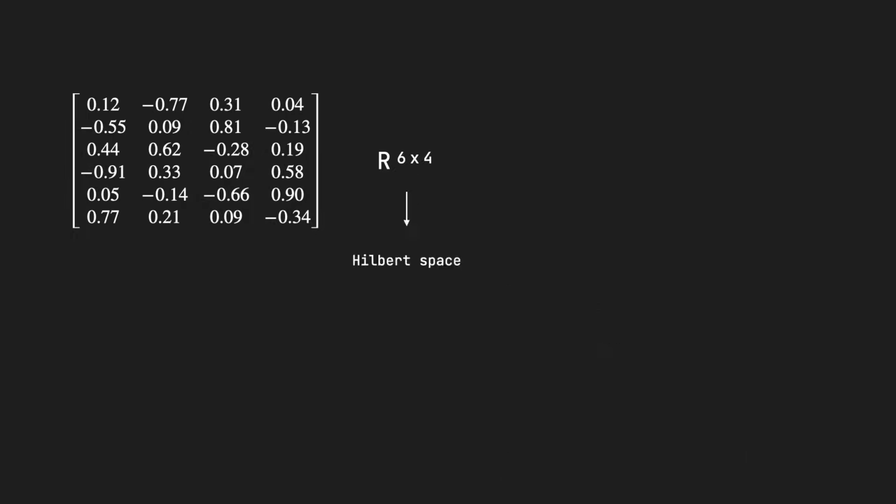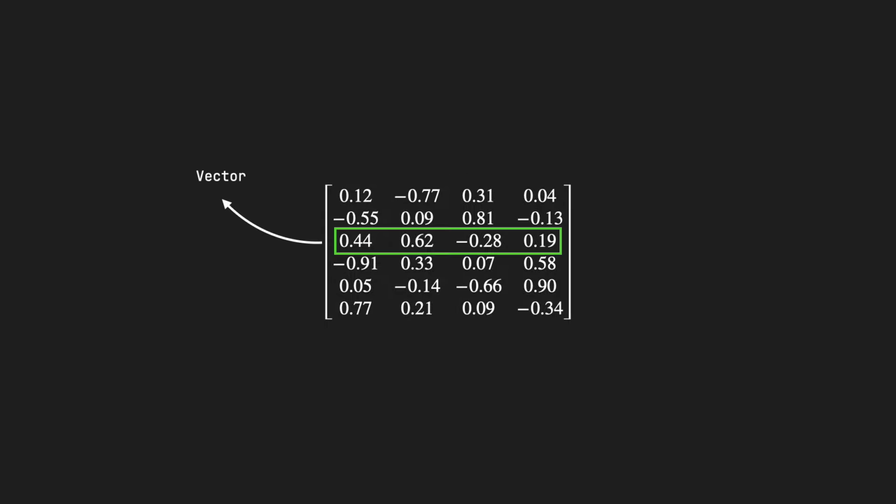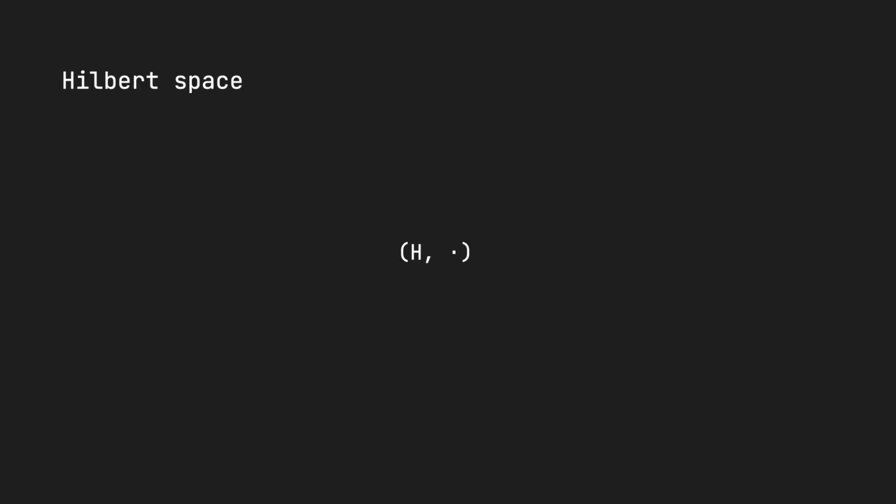So what this is an example of in machine learning is a finite Hilbert space. So here's what I mean by that. Now, here's a vector. This row represents a vector. And this example is very simple. It has 4 components to it. So a Hilbert space basically is a set H, which is the vector space, and some inner product, which is the second element right there.